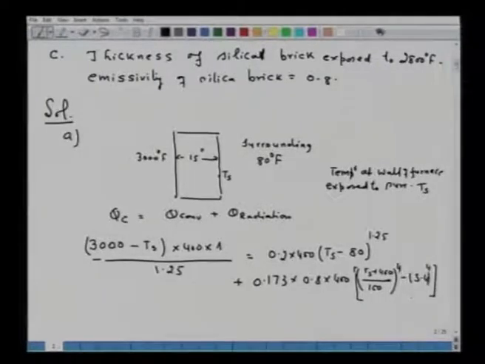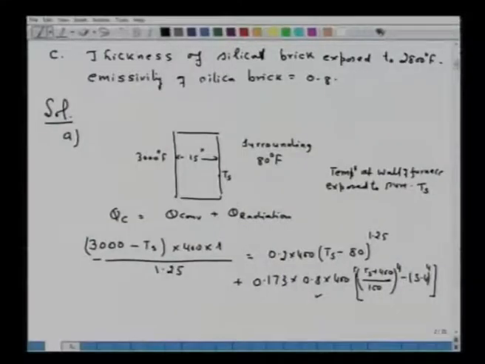So, what I have done, I simply utilized: the left hand side is the heat transfer by conduction, the famous Fourier's law. The right hand side is the heat transfer by convection, which is h A into delta T, and I have already given this particular expression for convection, and this is for radiation. So, all that we have to do is solve this equation, and this equation can be solved only by trial and error.